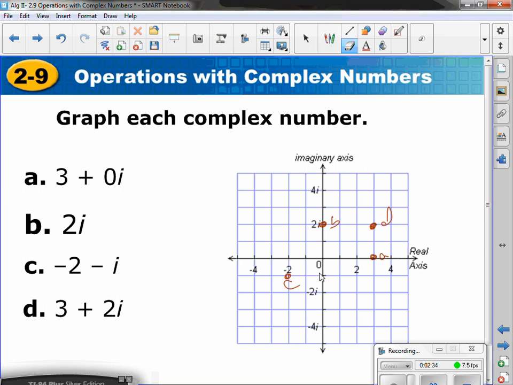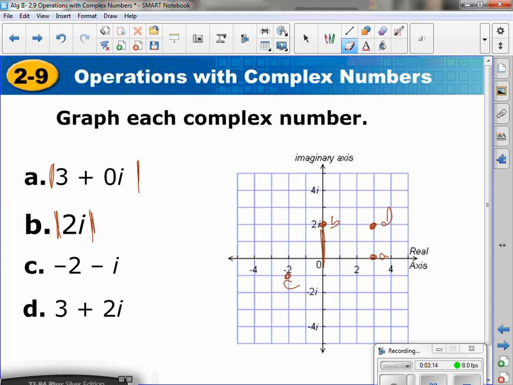Now, whenever I'm talking about these points, I can always find the distance to 0. When we're talking about any number, either on this graph or on a number line, we can find the distance to 0. What do we call distance to 0 in math? Absolute value. So the distance to 0 is the absolute value. If I take the absolute value of 2i, what's the distance to 0? 2. It takes me 2 to get back to here. For the absolute value of 3 plus 0i, what's the distance to get back?